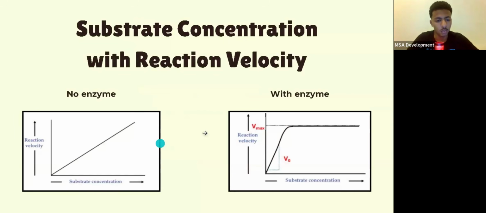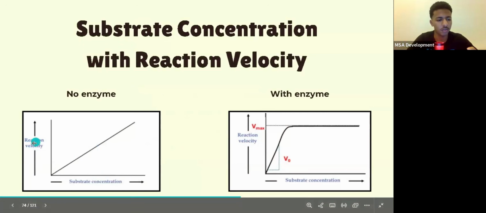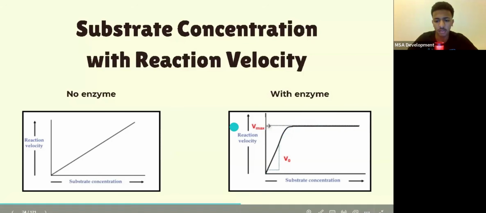Now, two graphs I want you to remember the shape of. Don't understand, just remember it. The substrate concentration over the reaction velocity. When you don't have an enzyme and the reaction is taking place, this is going to be the shape of the curve. It's going to be linear. But when you have an enzyme, it's going to be a hyperbolic shape, okay? You're going to have this exponential increase, and then slowly it's going to plateau where it reaches the Vmax.